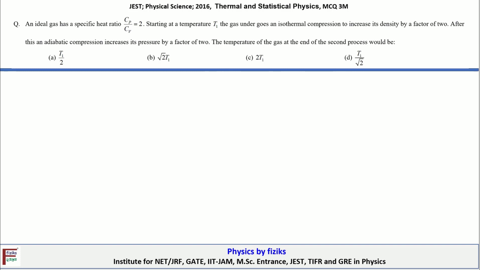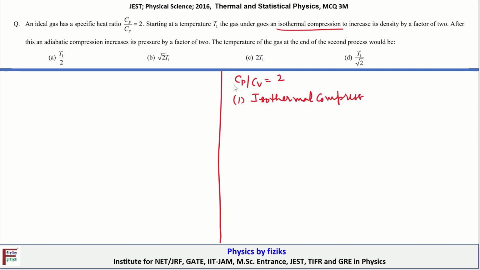The statement is, an ideal gas has a specific heat ratio Cp by Cv that is equal to 2. That is, it's given that Cp by Cv is equal to 2. Starting at a temperature T1, the gas undergoes an isothermal compression to increase its density by a factor of 2. So the first step is isothermal compression, so that the density increases by a factor of 2. So the initial density, let's say, goes from rho to 2 rho. Okay, and let's assume that the process stops at a certain point A, and because it is an isothermal process, the temperature will be the same.